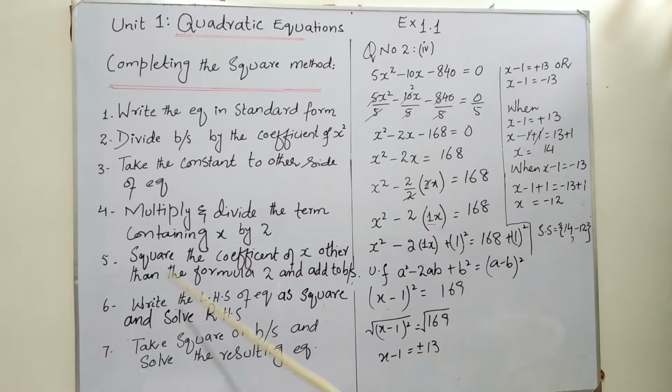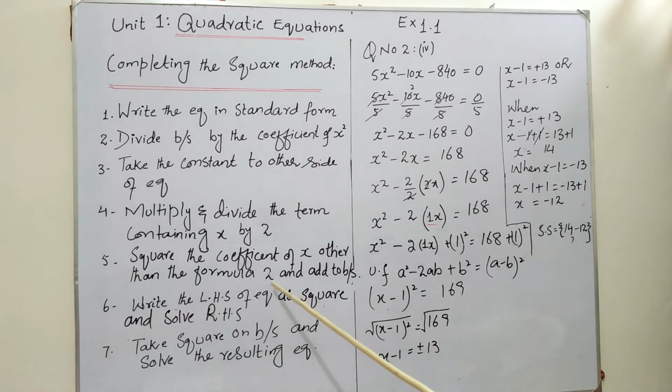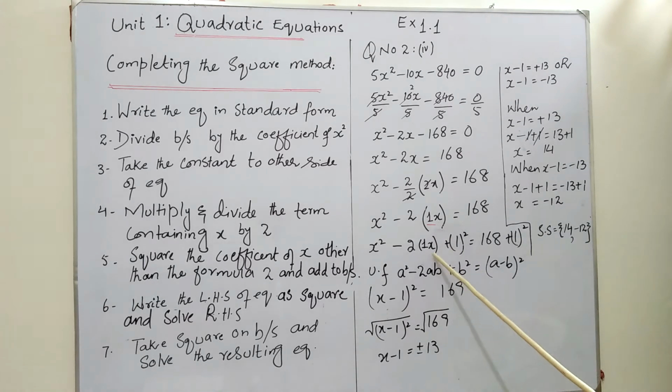Now understand the fifth step, that is, square the coefficient of x other than the formula 2 and add to both sides of the equation. Now what is the coefficient of x other than 2? We will leave this 2. So other than 2 is 1. We will take the square of this 1 and add to both sides of the equation, that is, the left hand side and the right hand side. Now this becomes x square minus 2 into 1 into x plus 1 square is equal to 168 plus 1 square.